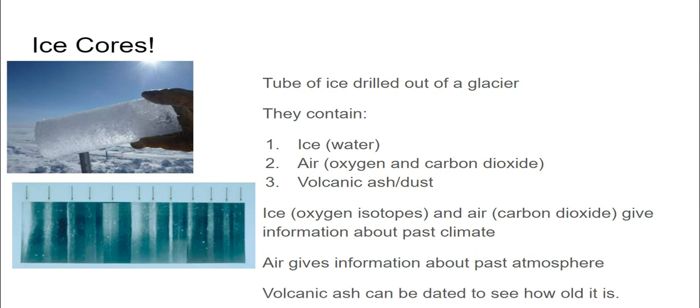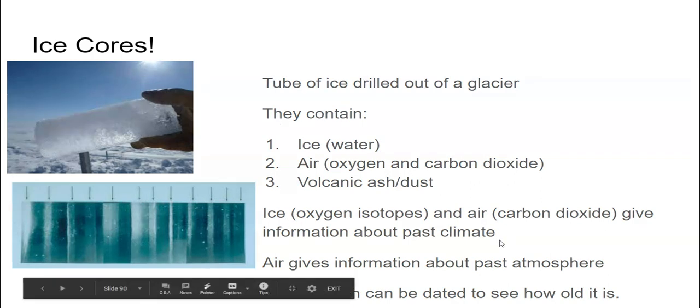Last thing is the volcanic ash. You can actually date that volcanic ash using radiometric age dating. Find out how old it is. That'll give you points in time throughout your glacier or your ice sheet. So that's what you can get out of ice cores, and that's how they relate to absolute age dating.